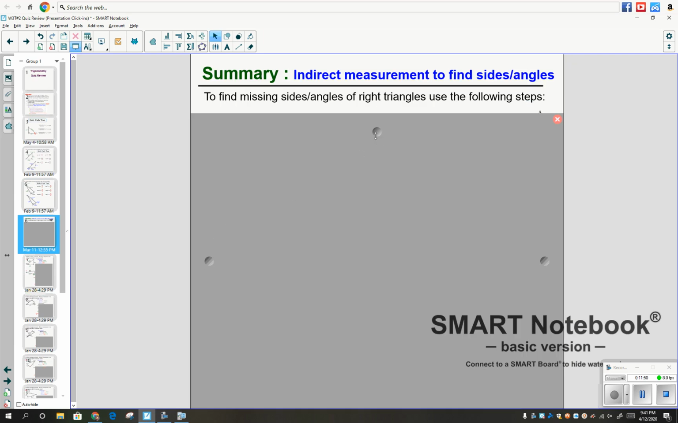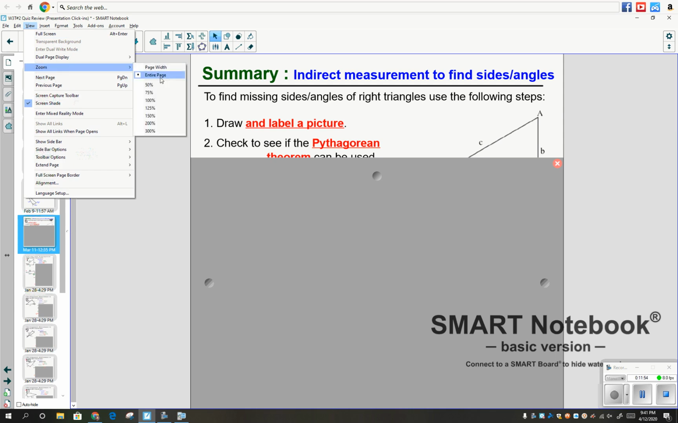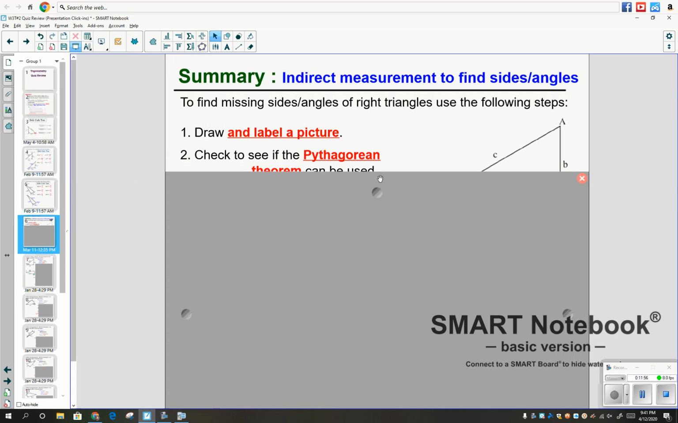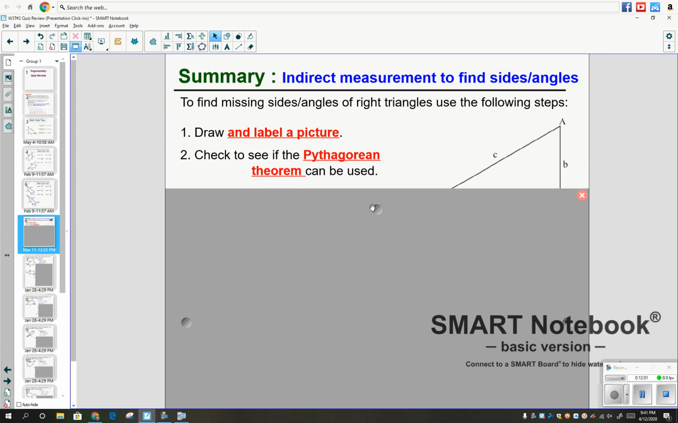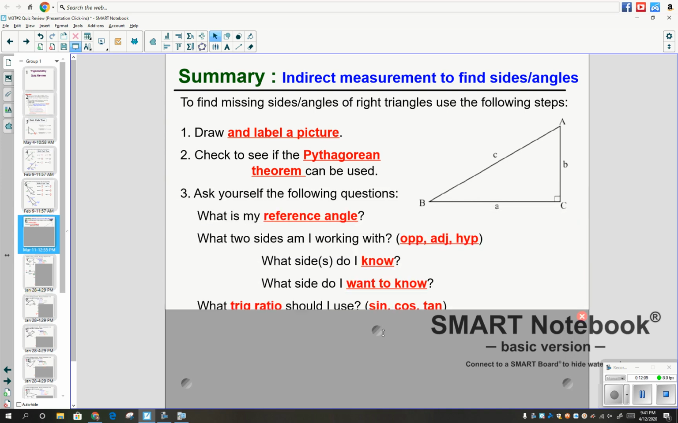Remember, for finding a missing side or angle, this is a copy of the flow chart. Always start by drawing and labeling a picture. Sometimes they give it to you. Check to see if the Pythagorean theorem can be used, given two sides to find a third. If not, then we proceed on. Ask ourselves the questions. What's my reference angle? From there, what sides am I working with? The opposite, adjacent, or hypotenuse. Which sides do I know? Which sides do I want to know?